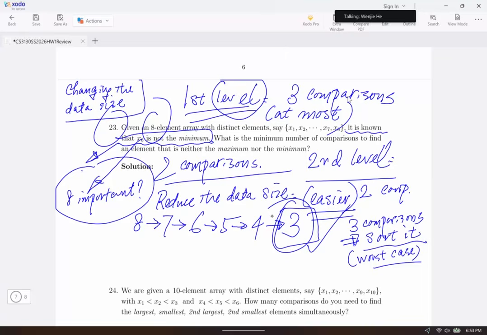After you sort it, you pick the median. The median satisfies the requirement, right? The median is not the maximum, and the median is not the minimum. The median is different from max and different from min. So that's the solution. When you have a 3-element array, you can solve the similar problem easily with 3 comparisons.